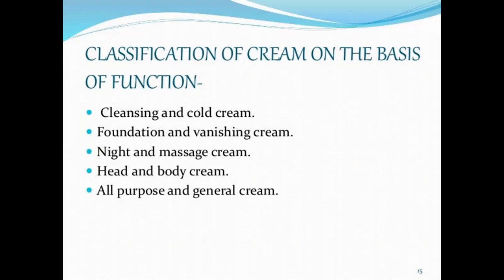That's why oil is the dispersed phase. That's why it is known as an O/W type of emulsion. It is called vanishing cream because it seems to disappear when applied on the skin. And cold cream gets its name because after application on the skin, it produces a cooling sensation or cooling effect. That's why it is named cold cream.